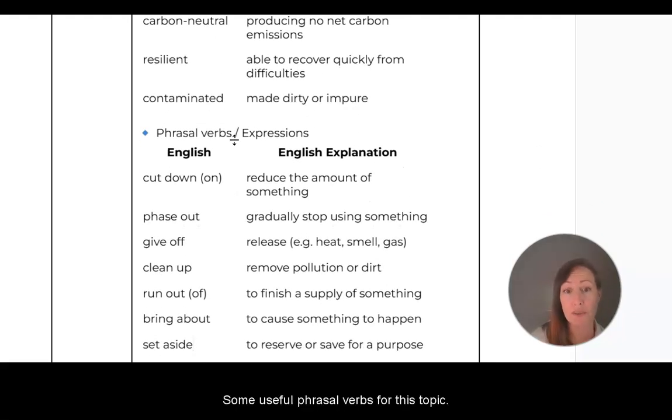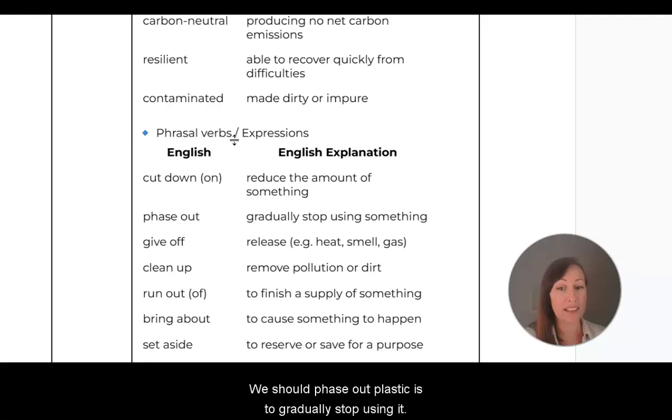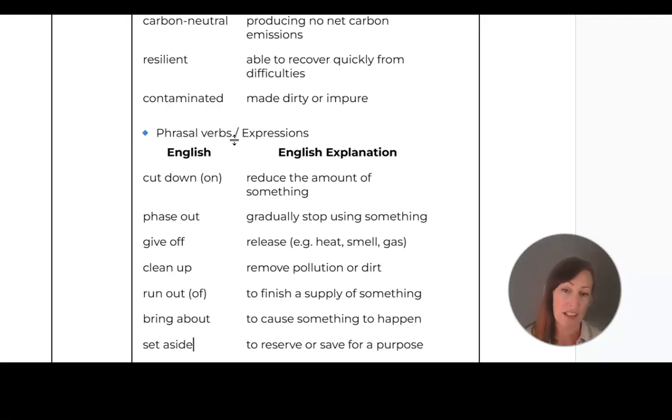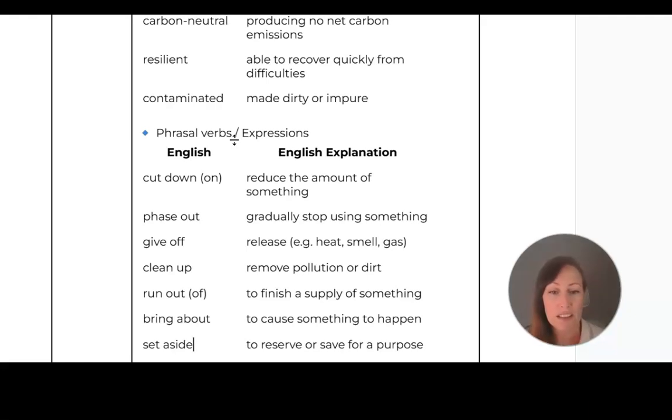Some useful phrasal verbs for this topic. To cut down is to reduce. To cut out is to stop. So we should cut down on our use of plastic. We should phase out plastic, which is to gradually stop using it. For example, non-renewable energy gives off toxic substances and is toxic for the environment. To clean up is to clean something. To run out of is to no longer have.